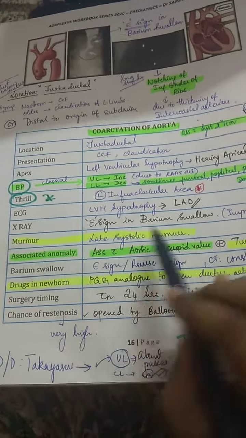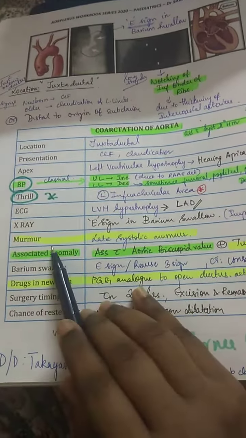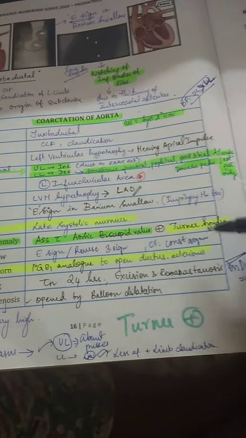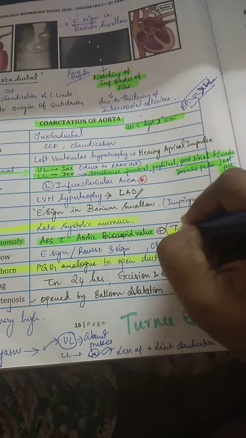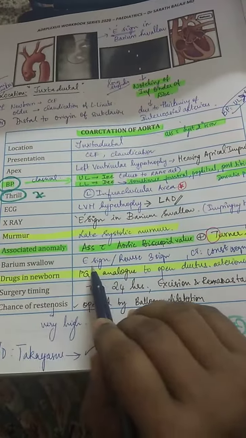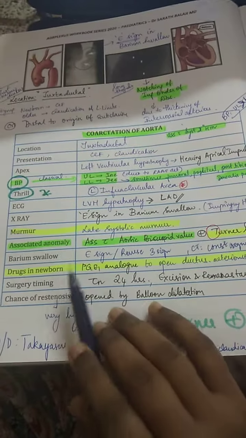Now the murmur: you'll have a large systolic murmur. It is associated with bicuspid aortic valve and Turner syndrome. See, in Turner syndrome, you'll have coarctation of aorta. On barium swallow, you see the E sign, reverse 3 sign, and all that.